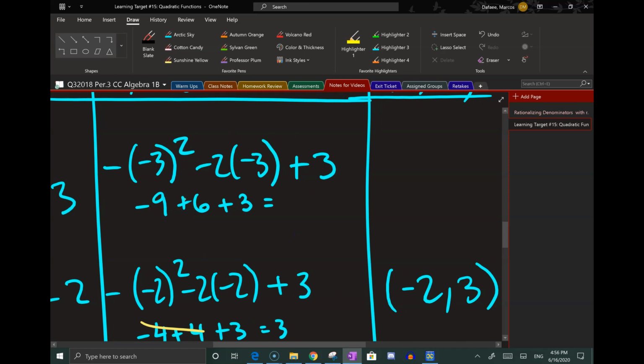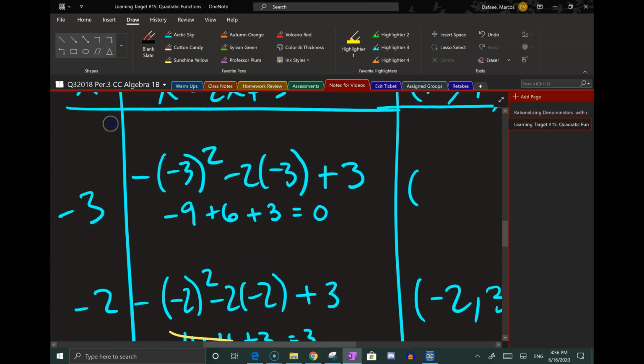Let me go back again. Negative 9 plus 6 is negative 3. Negative 3 plus 3 is 0. So what I get is -3, 0.